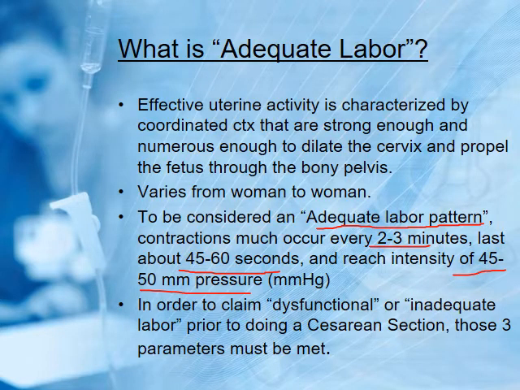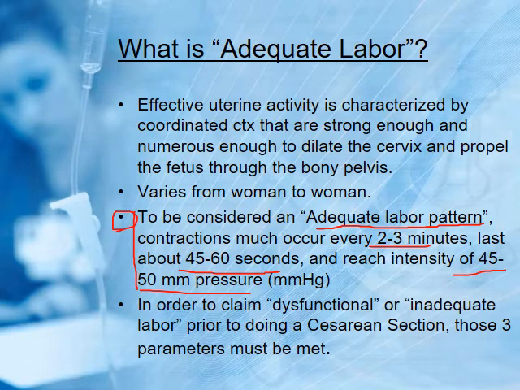All right. The reason this is important to know is if someone is meeting this criteria in labor, whether it's natural labor going on their own or we are causing induced labor, if they reach this criteria and they are not dilating, they're not going to deliver. Bottom line. In order to claim dysfunctional or inadequate labor prior to doing a C-section, these 3 parameters must be met. That's going to be our criteria.